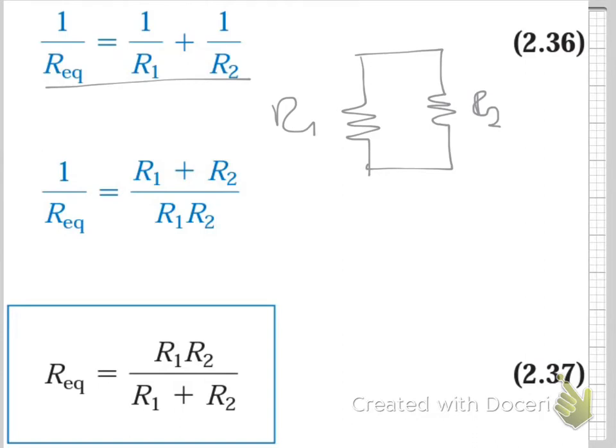But usually you've got about 2 resistors in parallel. They don't really like to give you too many resistors in parallel, so this is the one you use.